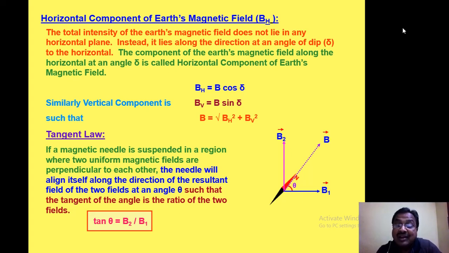It is equally inclined. So our conclusion is that when a magnet is subjected to two uniform fields of equal strength which are perpendicular to each other, then that magnet is in equilibrium, making equal angles, that is 45 degrees, with both of these fields, right? B1 and B2 are the two fields here.